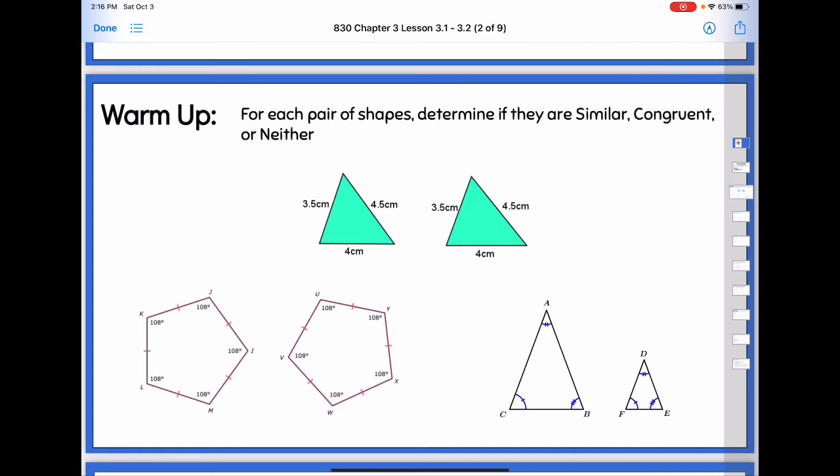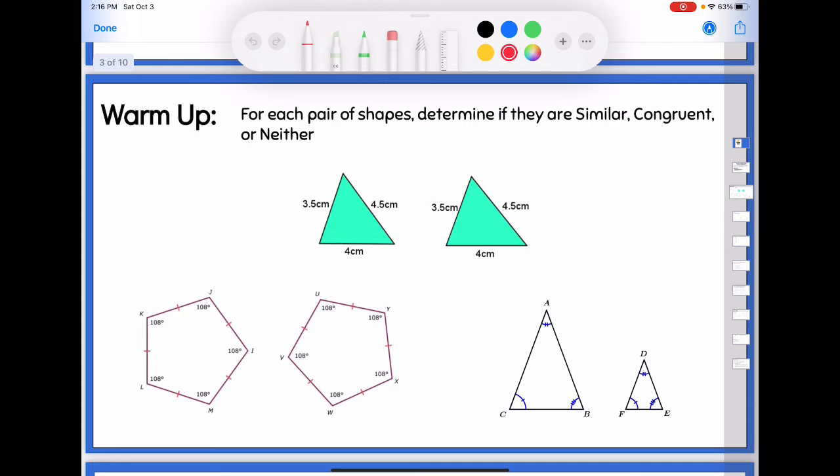All right, so when I look at these, the first one I noticed down here on the bottom left, my pentagons, and I see that for the pentagons, all the angles are the same measure, right? And all the sides are marked congruent. And so those two shapes are exactly the same size and exactly the same shape, right? So these guys are definitely congruent.